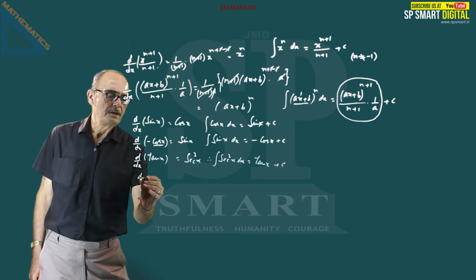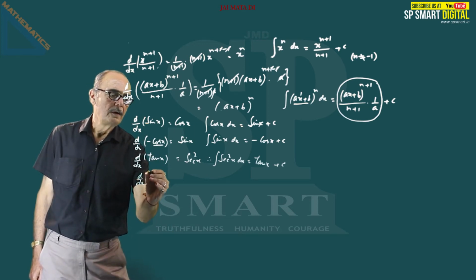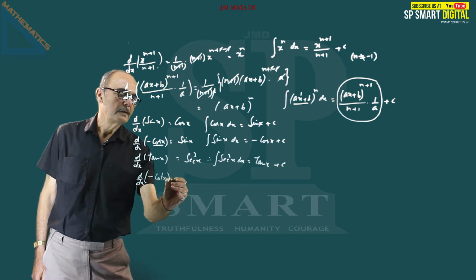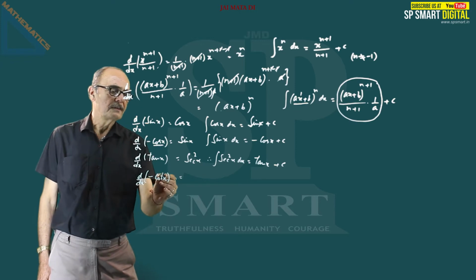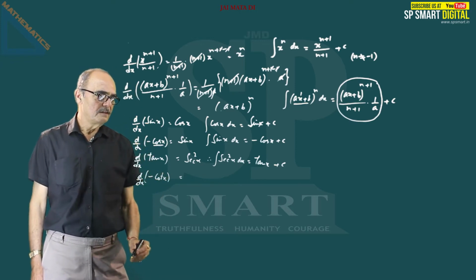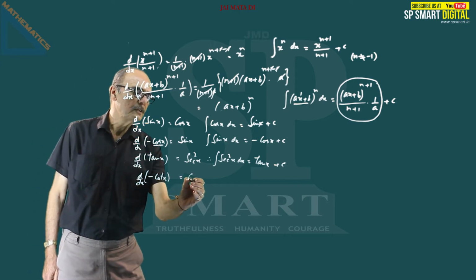The next is d upon dx of minus cot x. Derivative of cot x is minus cosec square x. That minus and minus sign will get cancelled. So, this is plus cosec square x.